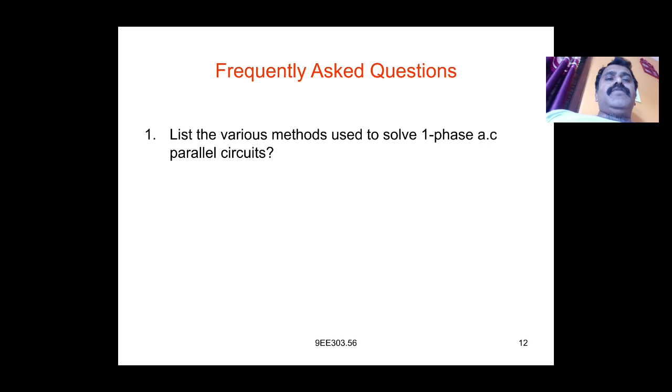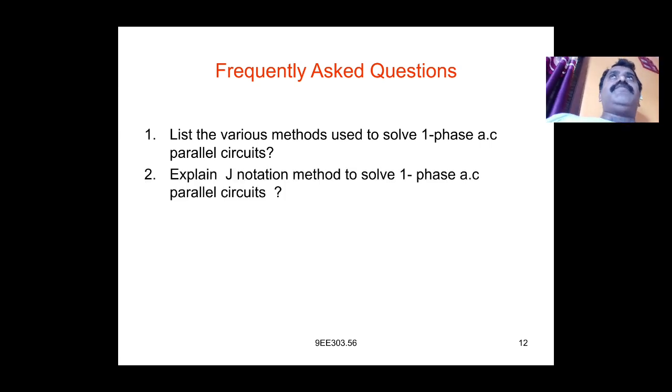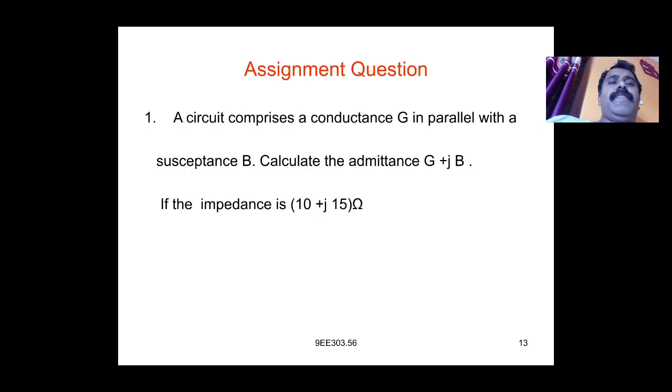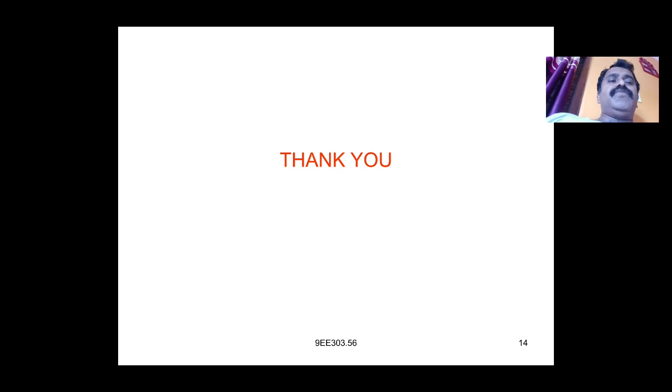Frequently asked questions: What are the various methods used to solve single phase AC parallel circuits? Explain the J notation method to solve single phase AC parallel circuits. A circuit comprises a conductance G in parallel with a susceptance B. Calculate the admittance G plus B if the impedance is 10 plus J15 ohms. Okay, thank you.